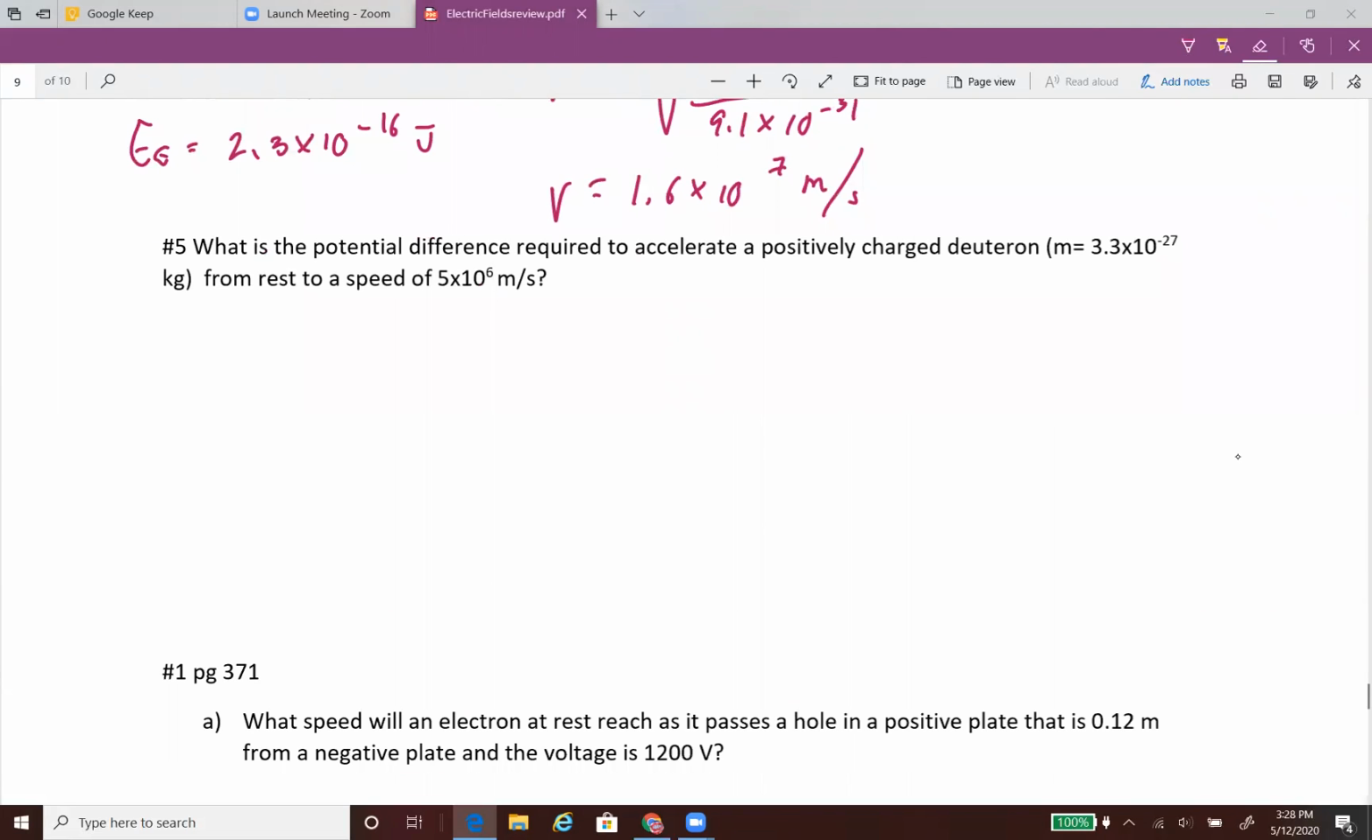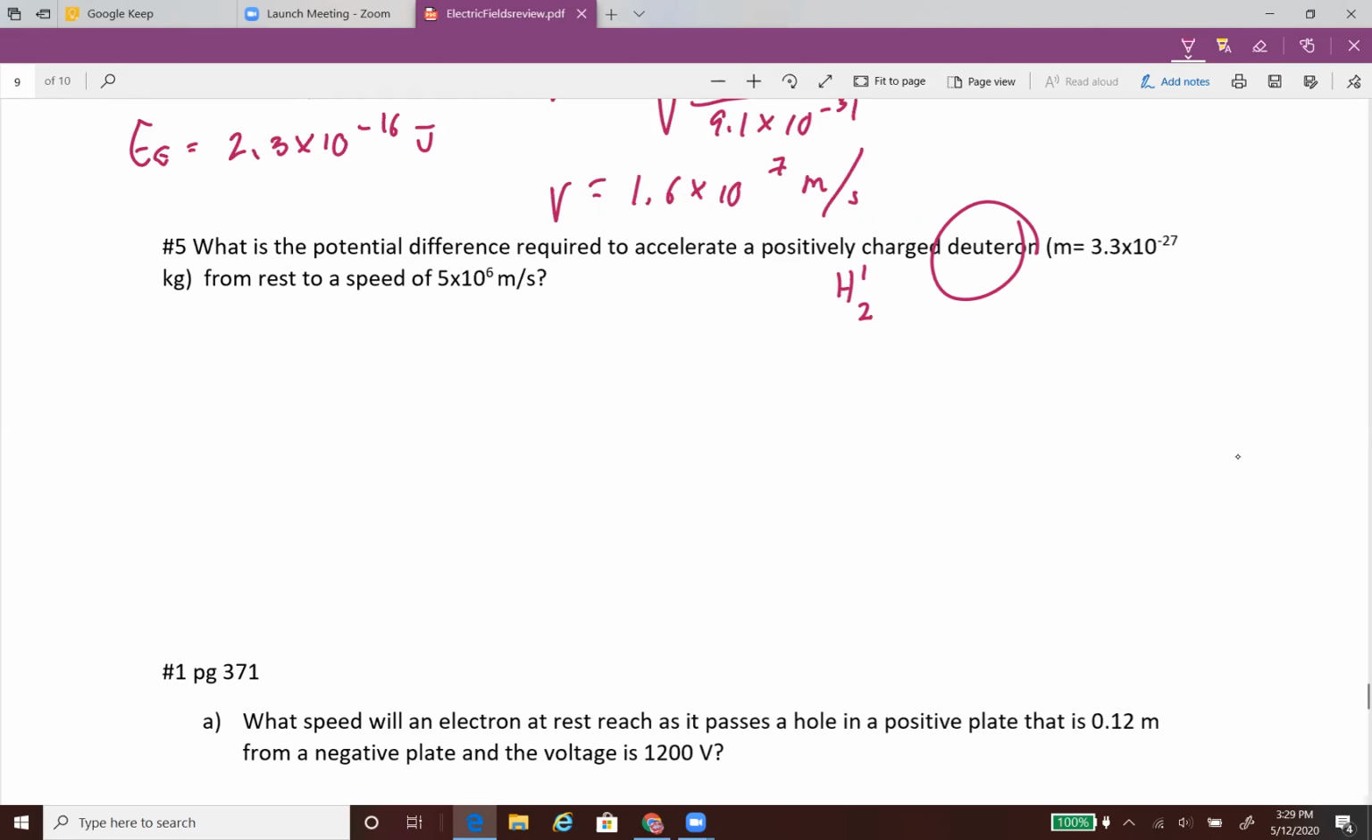Okay, what is the potential difference required to accelerate a positively charged deuteron? Now, does anyone know what that is? Anyone want to guess what that is? It's a hydrogen isotope. It would be H2. So it's got a proton and a neutron.